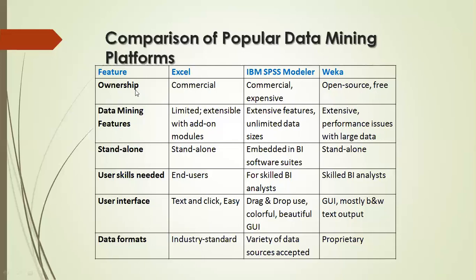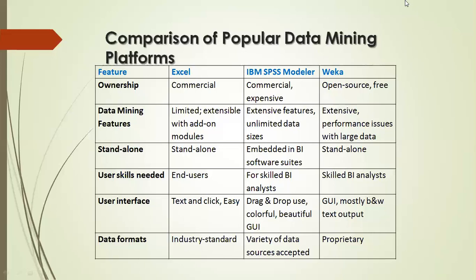The next feature is data mining features. What are the data mining features with respect to Excel? The features are limited and extensible with add-on modules. As I told you, if you want more features, there are add-on modules, and for that you are supposed to pay extra. Coming to IBM SPSS Modeler, it has extensive features, more than Excel, and unlimited data sizes. It is also expensive, as I told you, but it has extensive features and unlimited data sizes. Weka also has extensive features, but performance issues with large data sets.